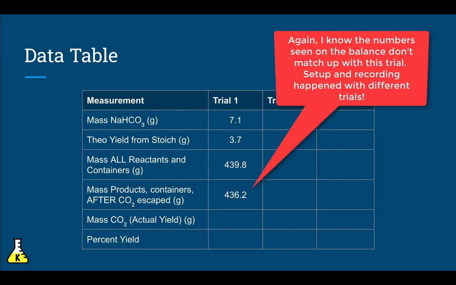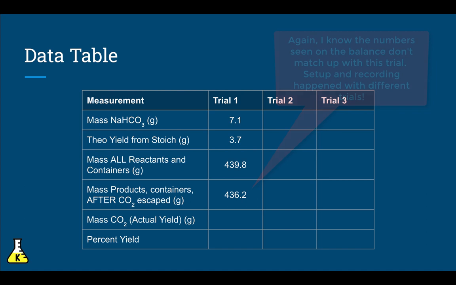Now that we've completed running our reaction, we've allowed all of those bubbles in the formula to form, we've allowed all of them to bubble out into the room, getting rid of as many as possible, we're able to record the mass of the containers and all of the stuff after the reaction is done. After the reaction is done, that CO2 bubbled out of the container, so this is all of our products minus the mass of the CO2. And that new weight is 436.2 grams.